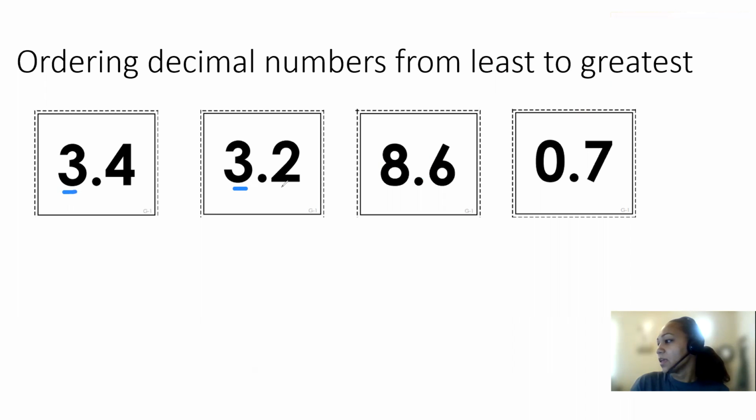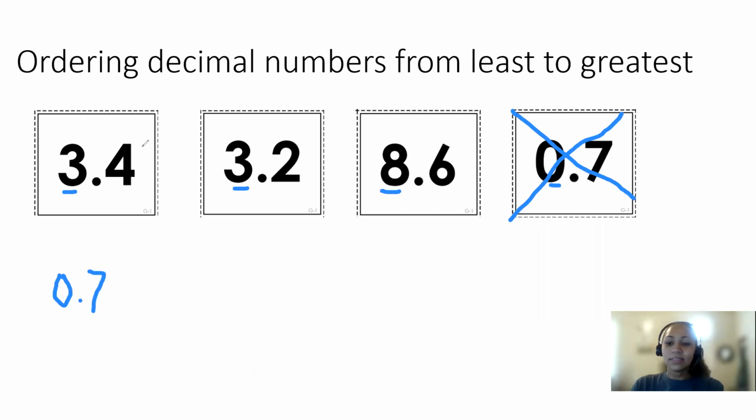3, 3, 8, and 0. Well, 0 is the smallest. So we're going to start with 0.7 being the least. All right. And then we have 3, 3, and 8. Okay, so the 3s are less than 8.